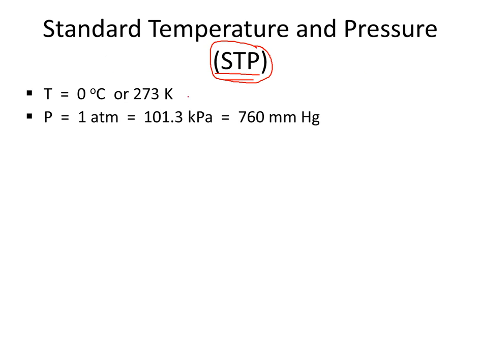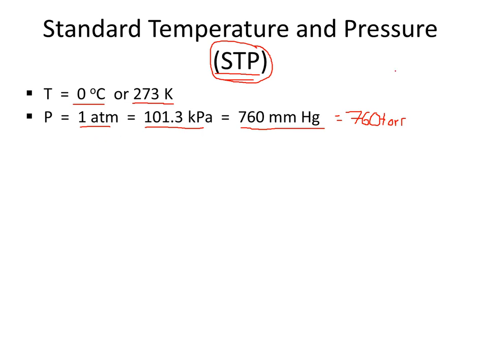So standard temperature and pressure is when the temperature is 0 degrees Celsius, which means 273 Kelvin. The pressure is 1 atmosphere, which is the same thing as saying 101.3 kPa, or 760 millimeters of mercury, or 760 torr, if you want to use those units as well. If you memorize what the conditions are at STP, it also helps you with the conversions between torr, millimeters of mercury, kPa, and atmospheres.